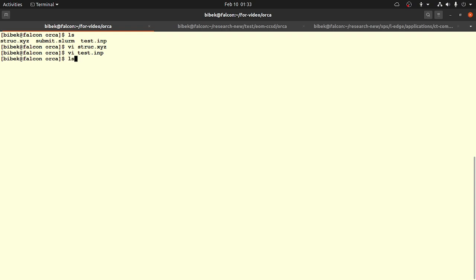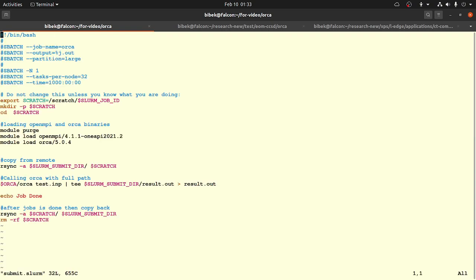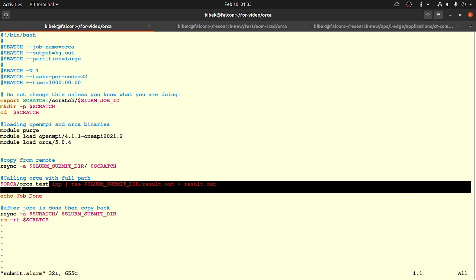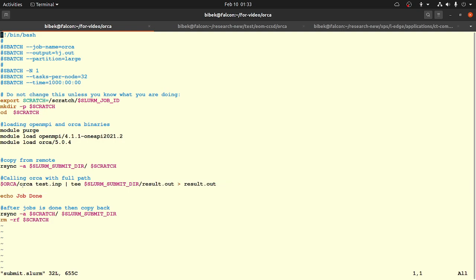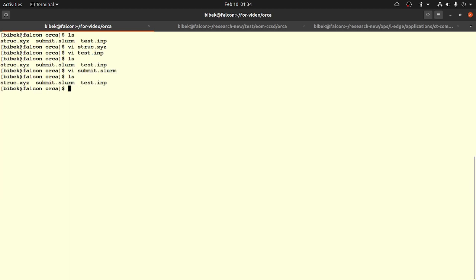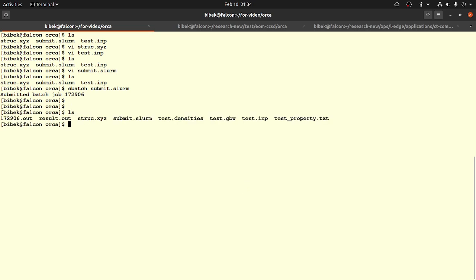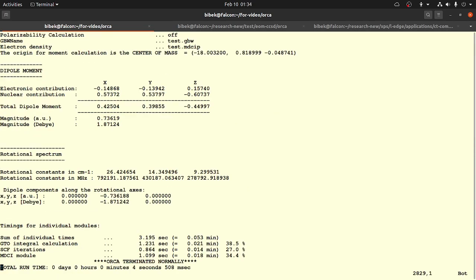So now let's run a calculation. This is a submit script just to submit to a cluster, but the keyword to run the job is orca, then your input file and whatever name you want to give to your output file. So let's run this calculation. It will get completed within a few seconds. So let's see.